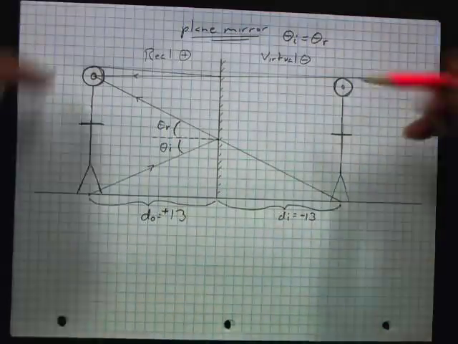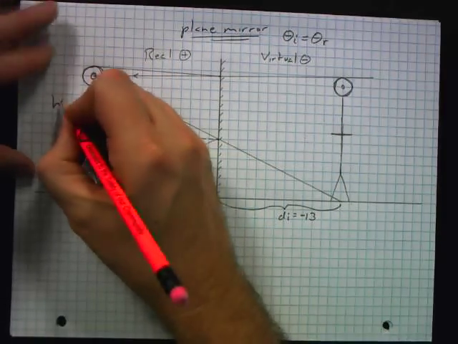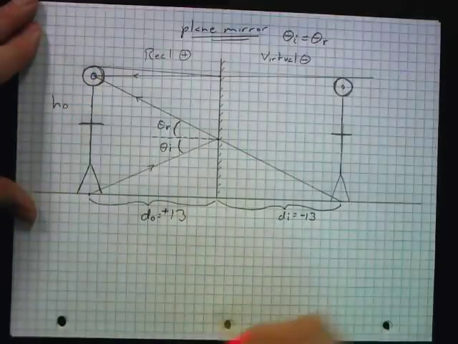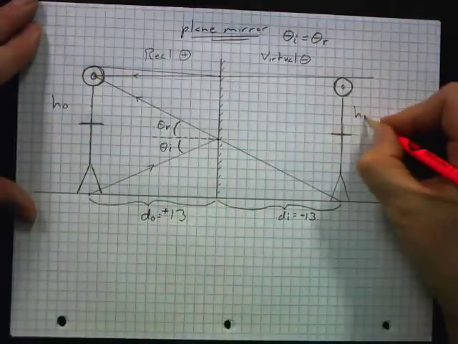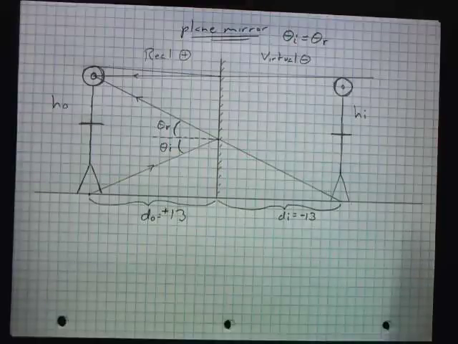And it's obvious to see that his height is the same. This is the height of my object. This is the height of my image. They happen to be equal to each other. I'm not going to bother counting boxes.